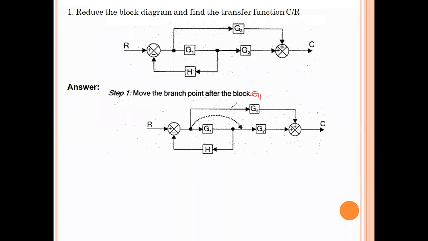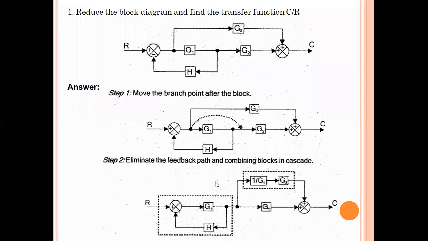If we shift this point, then we need to add something here. We need to add a block here in order to compensate the input and output. So now you look at it. If we shift this branch point from here to here, then we need to add a block here, and that block is 1 by G1, which is the reverse of this G1. According to rule number 3 or rule number 4, I think. You can go through it. So 1 by G1 will be added here.